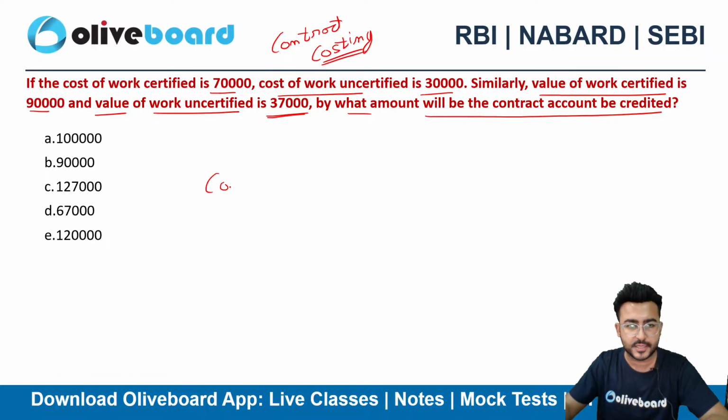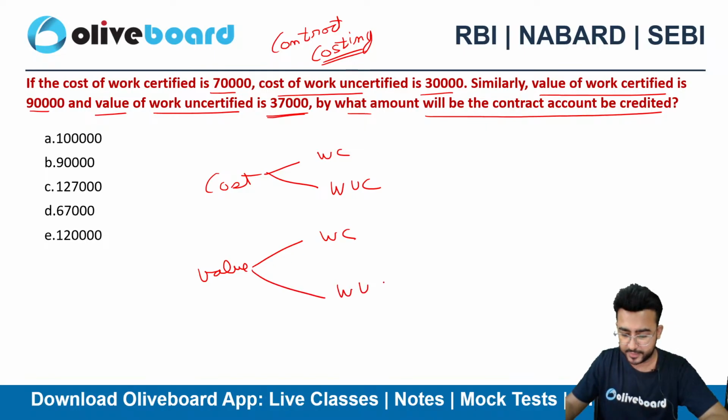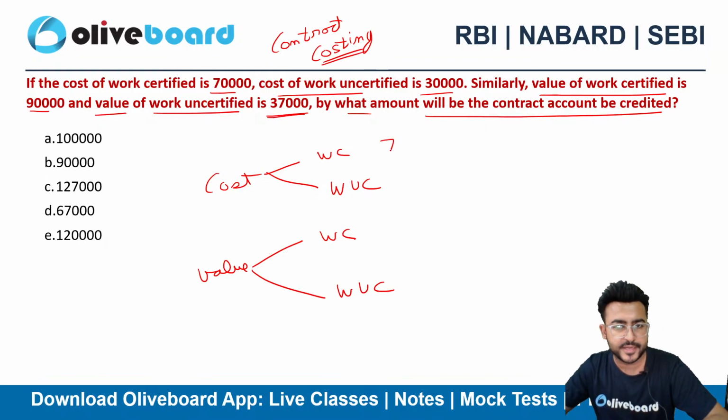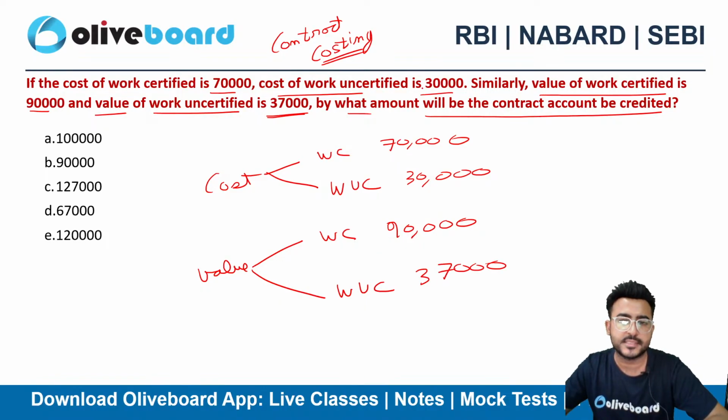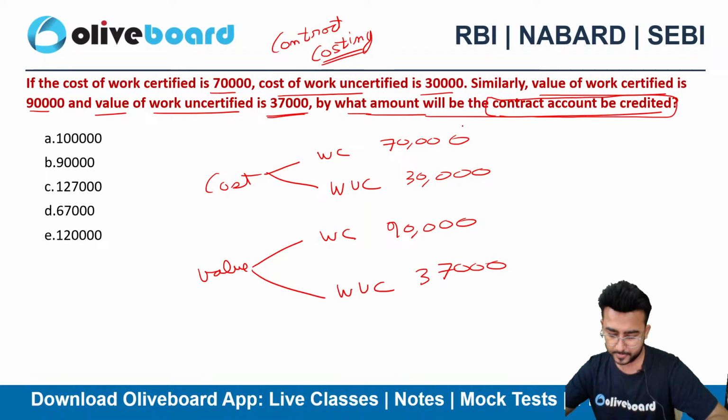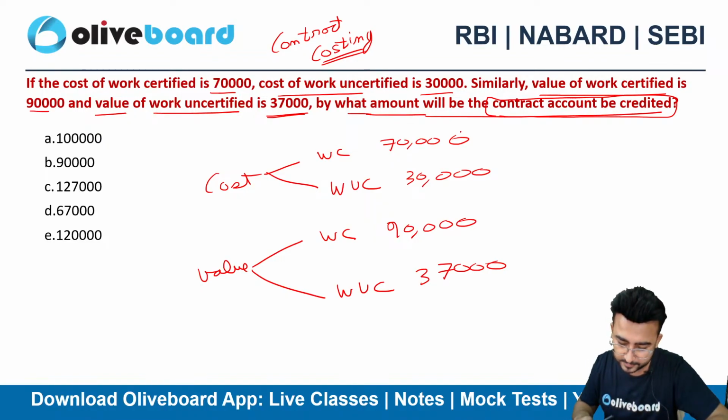So they have given us the cost of work certified and uncertified. They have also given us the value of work certified and uncertified. The cost of work certified is 70,000, whereas the cost of work uncertified is 30,000. The value of work certified is 90,000, whereas the value of work uncertified is 37,000. They are asking us what will be the amount with which the contract account will be credited.